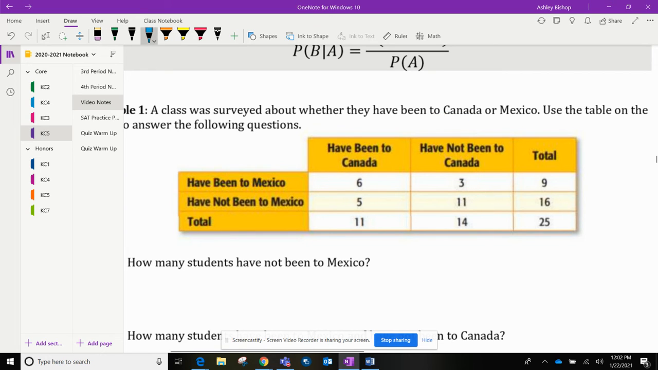All right, so thinking about it again, this number 5 right here represents how many people have been to Canada and have not been to Mexico. So that's the way to think about it. The total number of people that have not been to Mexico would be 11, because there are 6 people that have been to Canada and have been to Mexico, and there are 5 people that have been to Canada and have not been to Mexico, and 6 plus 5 is 11. So our totals are all the way at the end. That was just a review on how to read this table.